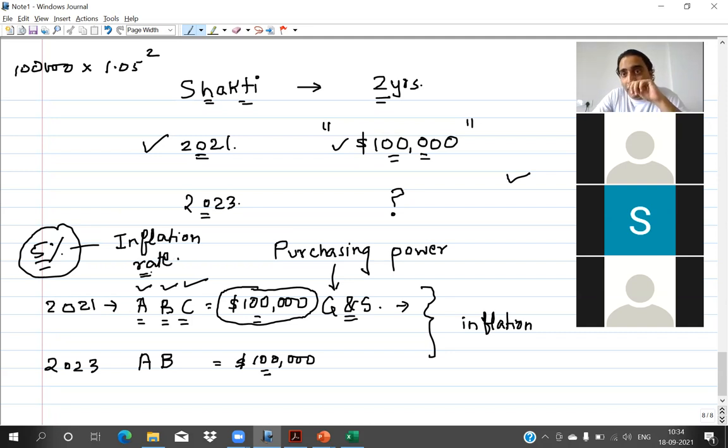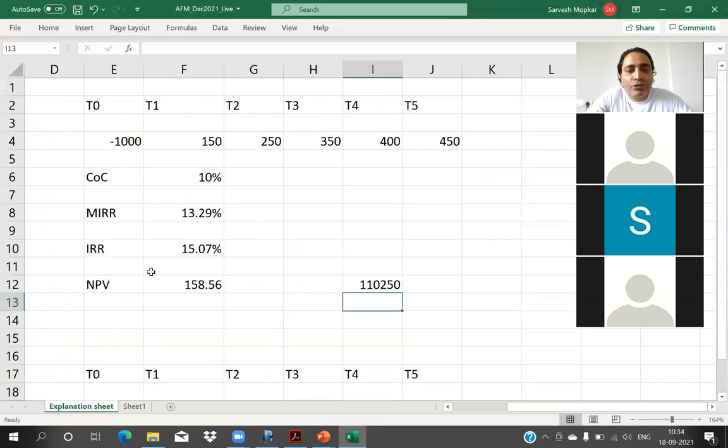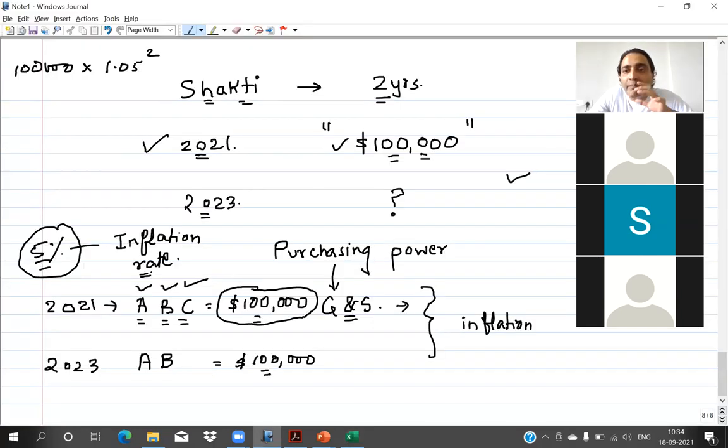Inflation rate. According to our analysis, inflation rate is general inflation rate, price levels increase by 5%. Assumption. So to compensate for that, I should pay Shakti 110,250 in 2023 when he joins. That will be honoring my promise of offering him a salary of $100,000.